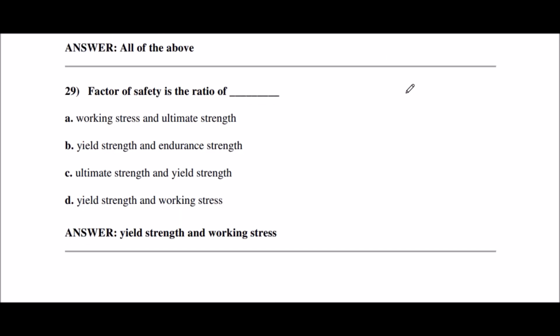Okay. Next question. Factor of safety is the ratio of option A, working stress and ultimate strength. Option B, yield strength and endurance strength. Option C, ultimate strength and yield strength. Option D, yield strength and working stress. Right answer is option D, yield strength and working stress. Okay. Factor of safety is the ratio of yield strength and working stress.